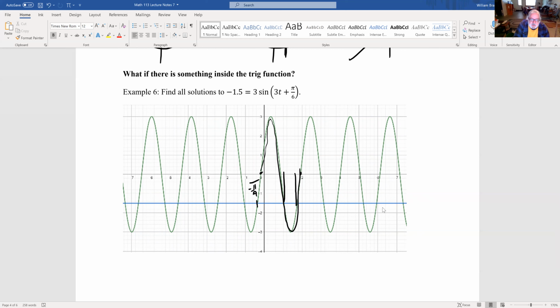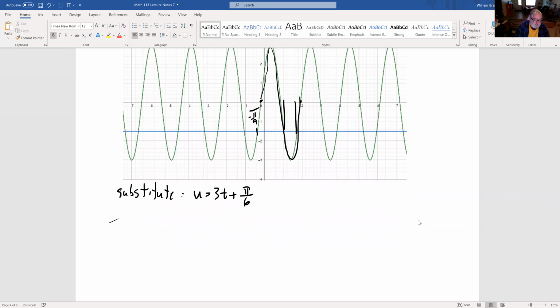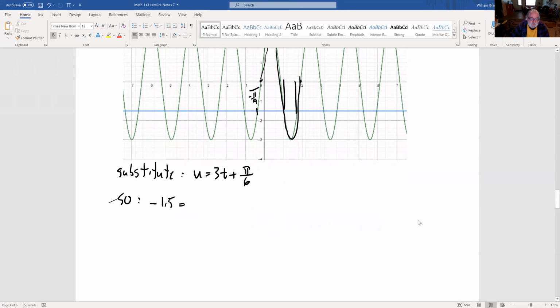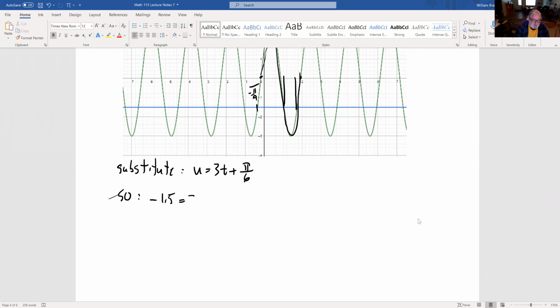Well, there's something a little bit complicated inside of the sine. So the first step I'm going to do is make a substitution. Whatever is inside the sine that's a little bit complicated, let me just pull it out and rewrite it as u. That gives me this equation: minus 1.5 equals 3 times sine of u. So what is u?